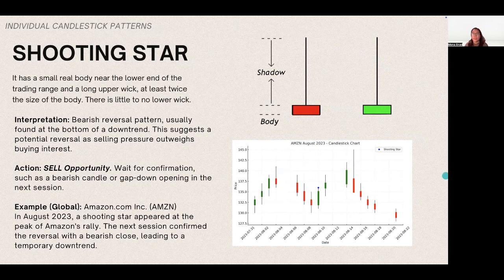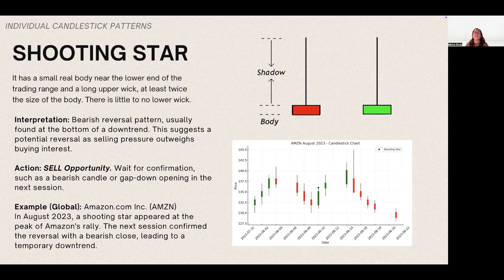So here's a shooting star candlestick illustration using the Amazon stock price movements in August 2023. So the shooting star highlighted in blue, that was on August 10, marks the peak of the rally. So the long upper wick indicates that buyers initially pushed the prices higher, but sellers regained control, driving the price down by the close. So the following session is confirmed by the bearish reversal with a significant decline, leading to a temporary downtrend. So this pattern provided a clear sell opportunity for traders monitoring the market.